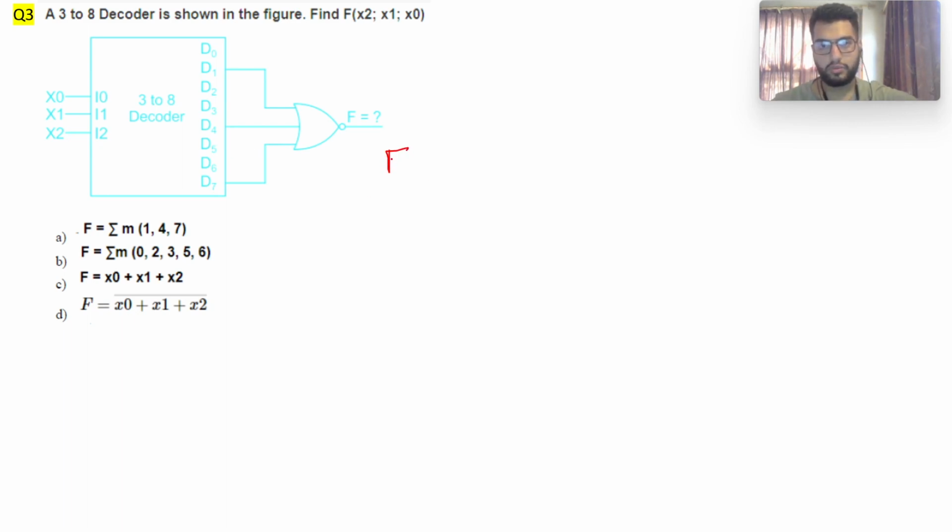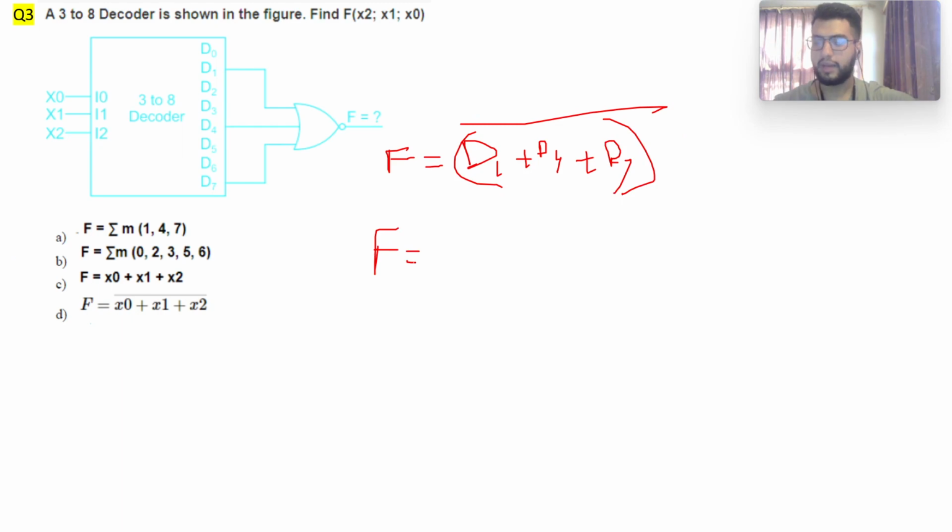So our output F is simply equal to D1 plus D4 plus D7, right? If it was an OR gate, it would simply have been the summation of minterms 147. But it's a complement of this, so F is equal to... I'm showing the elaborate way, but when it's a complement of this, it simply means this. But I'll show you the complete solution here. So it means D1 bar, D4 bar, and D7 bar, right?